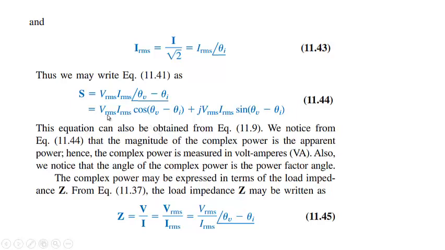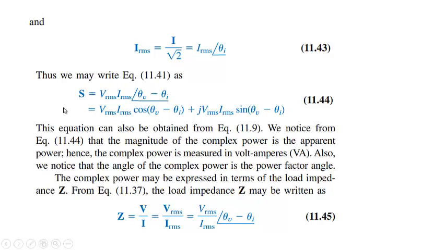So this is the same equation which we have already obtained. You can see that this part is the real part, and it's actually nothing but the real power. And one more thing, its magnitude will be the apparent power. So hence the complex power is measured in volt ampere, because the apparent power is also in volt amperes. One more thing, the angle of the complex power is nothing but the power factor angle.